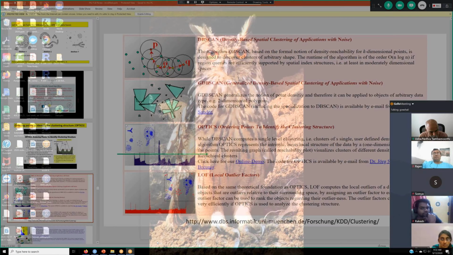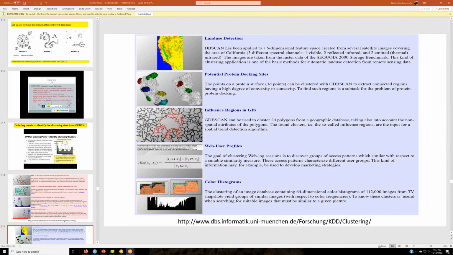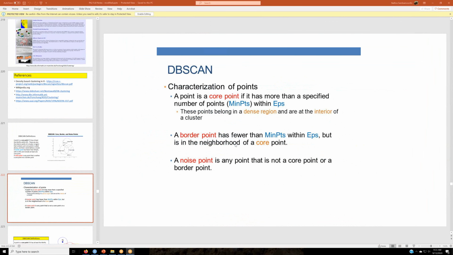Sir, I have a doubt. Here in K-means clustering and hierarchical clustering, which one is the best, sir? And DBSCAN. Okay, so there is a comparison. We do. I have some notes here.